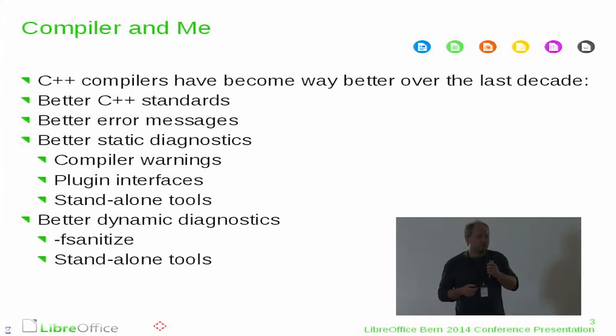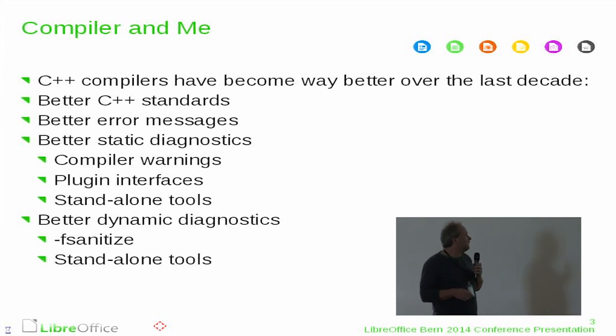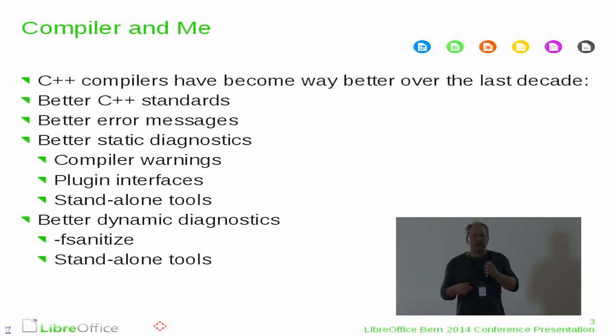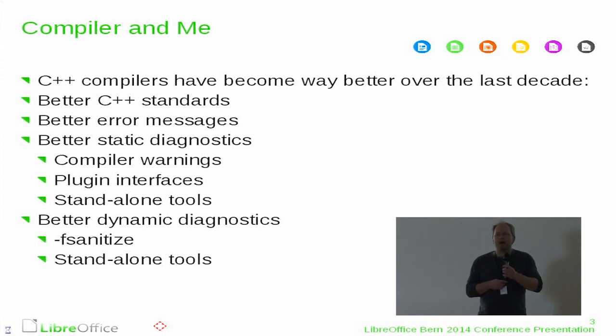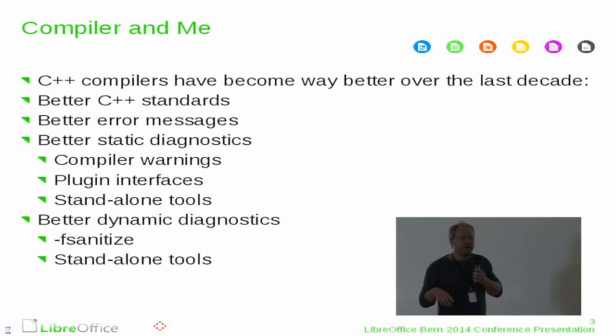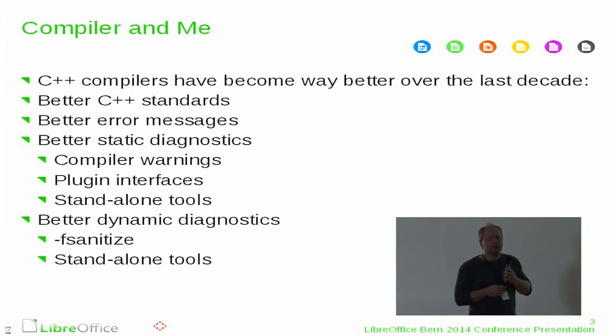It has better error messages, for example. It also has better diagnostics that go beyond simple error messages: warnings, and the way you can plug new features into these compilers, new tests that you write yourself specific to your project at hand, testing things that are not generic but rather specific to LibreOffice. Then there's also the dynamic side of things, where the compilers introduce features that do checks at runtime and find even more things that are not feasible to be found through static analysis at link time and build time.